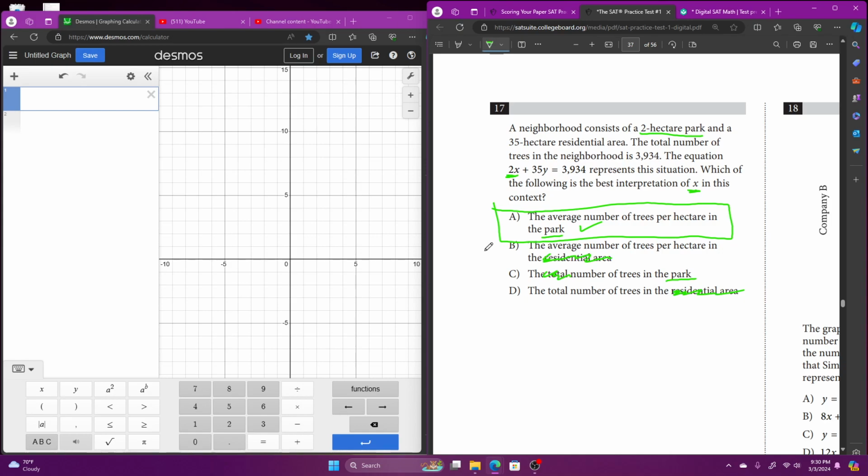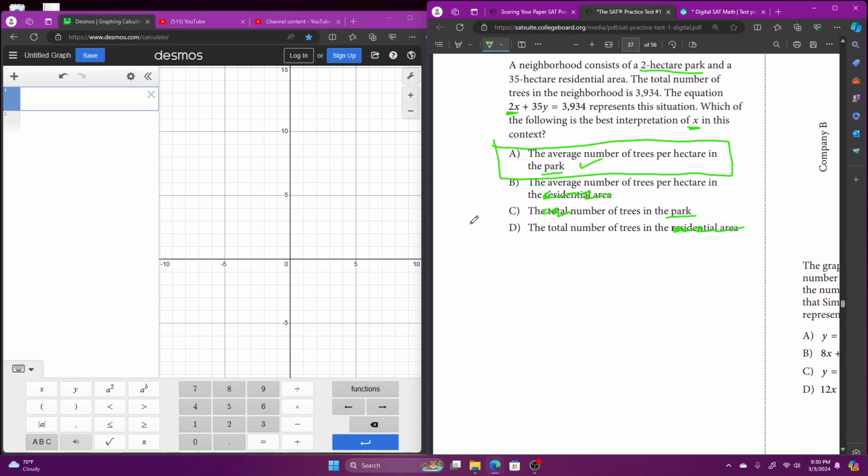Yeah, I didn't find any practice like this on IXL, but this is in Khan Academy. If you want to practice this, in Khan Academy, it's titled Interpreting Linear Functions. That is this topic.